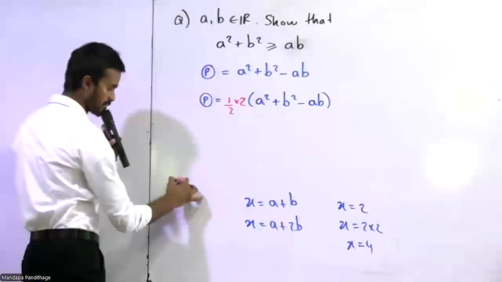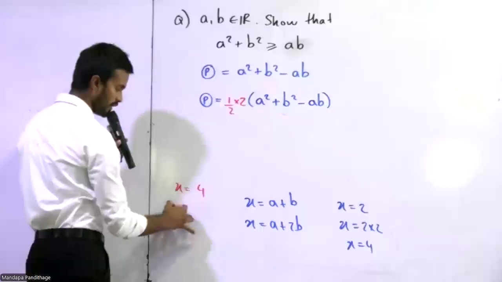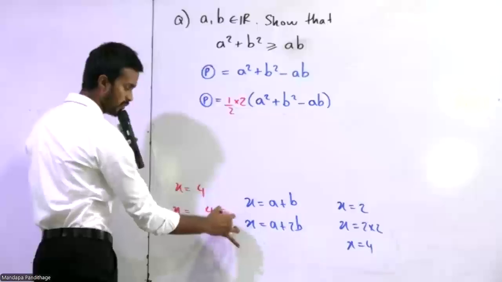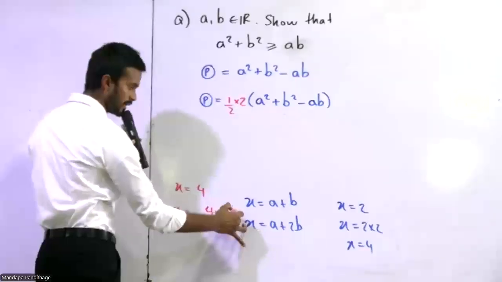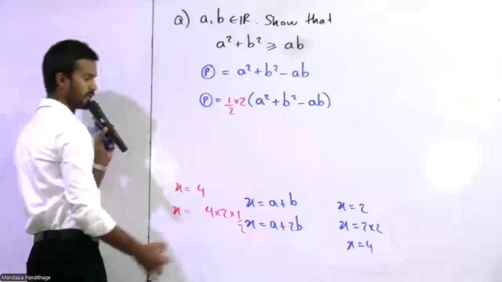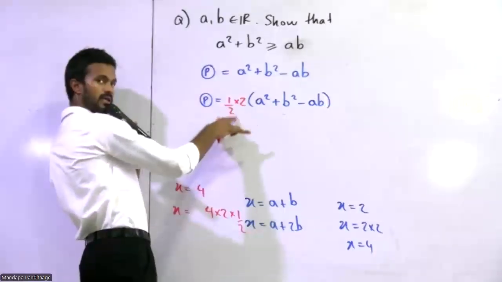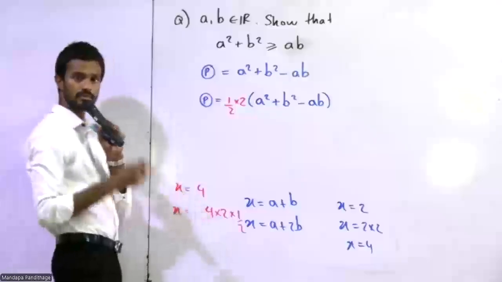It's like this: when x is equal to 4, I have considered x is equal to 4 into 2, but you can't just multiply, so then I divide it by 2. Clear? Okay, hands up if this step is clear. This step I multiplied by 2 and I divided by 2. Hands up. This one is clear.